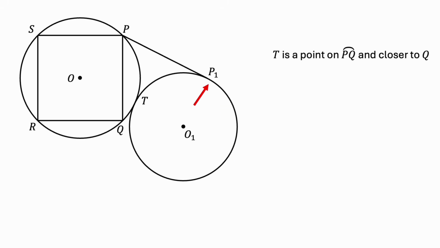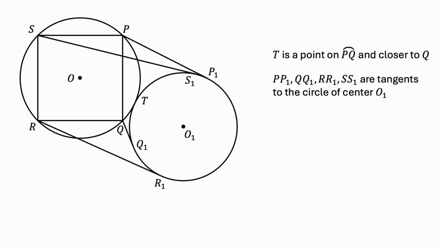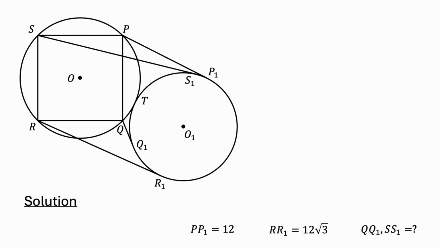Let P1, Q1, R1, and S1 be points on the circumference of the second circle such that PP1, QQ1, RR1, and SS1 are tangents to the circle. Given that PP1 equals 12 units and RR1 equals 12 square root 3 units, the goal is to find the length of QQ1 and SS1. And now for the solution.